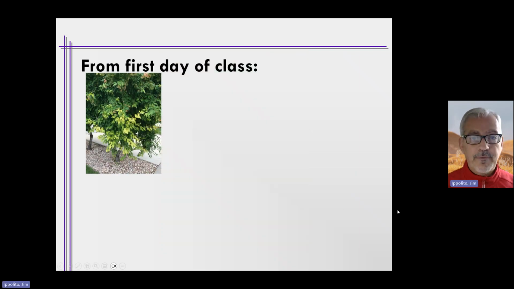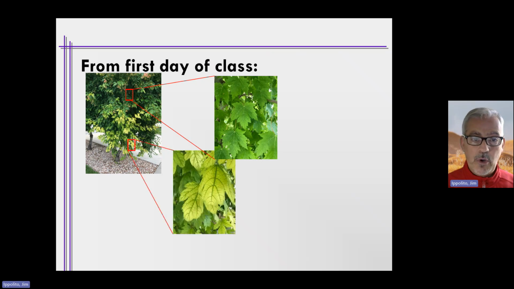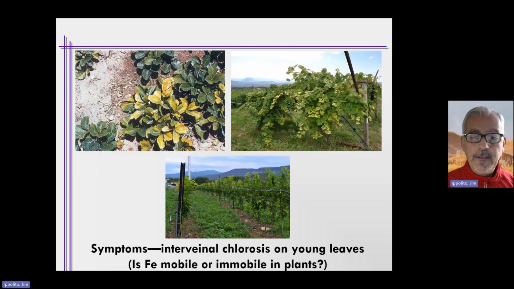And I go back to the first day of class and I share with you what you're going to learn from this class. So here's a picture of a maple tree that's suffering from iron deficiency. And how do we know it's iron deficient? If you look at the older leaves, they look healthy. And if you look at the newer leaves, they are deficient. And more often than not, it's likely an iron deficiency. That's what an iron deficiency looks like: intraveinal chlorosis on newer leaves.